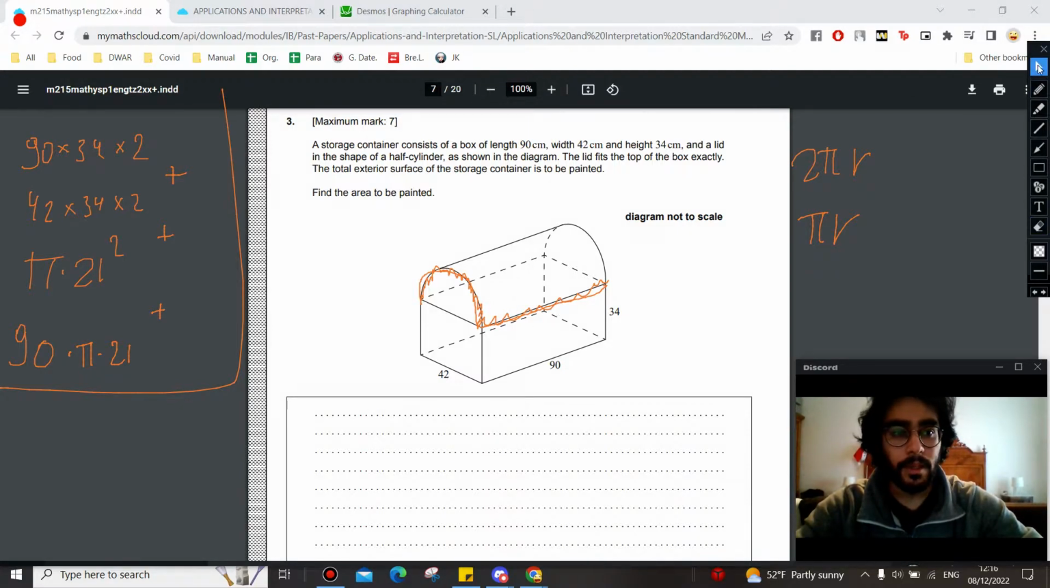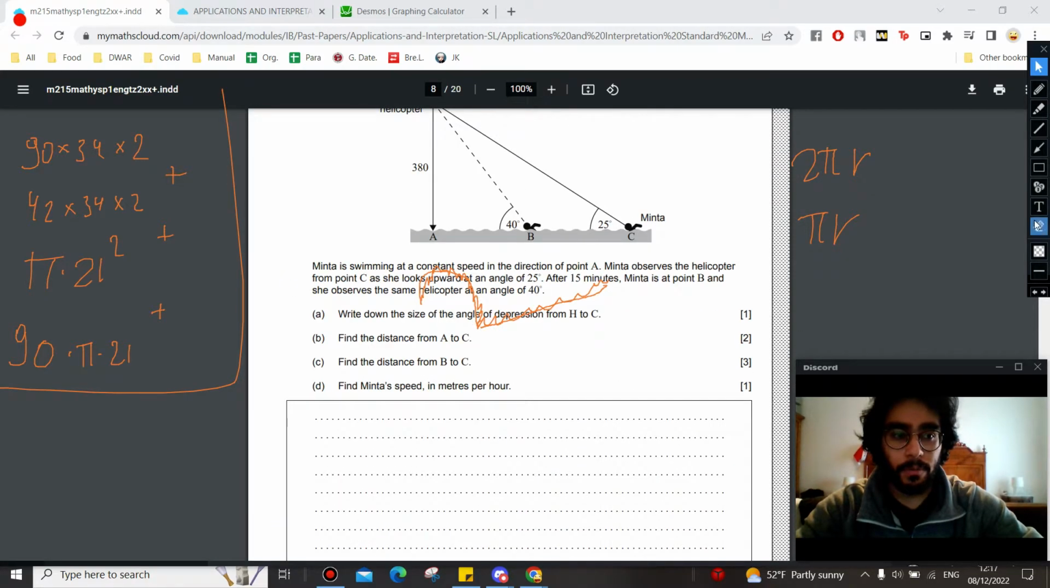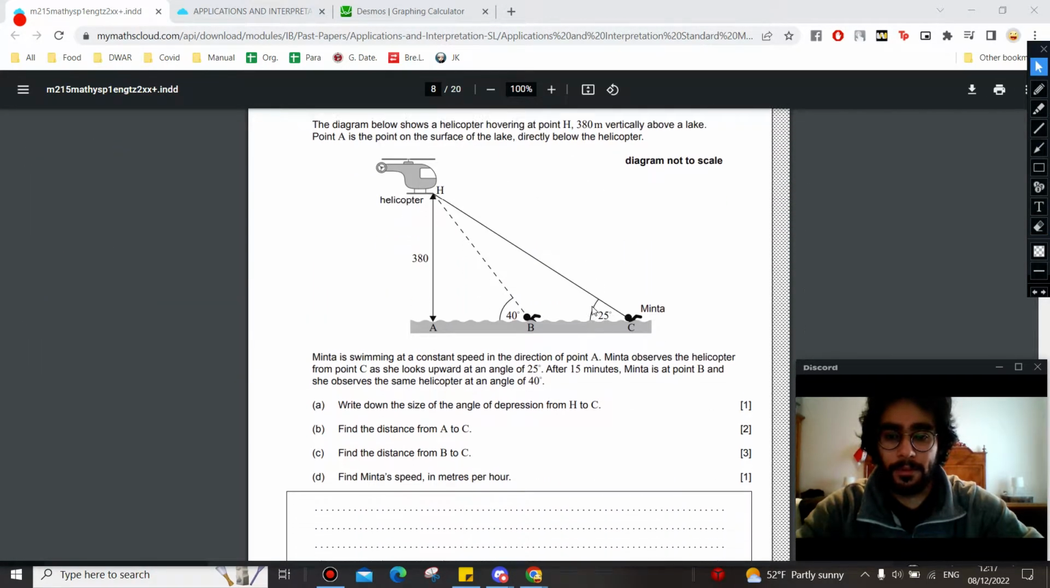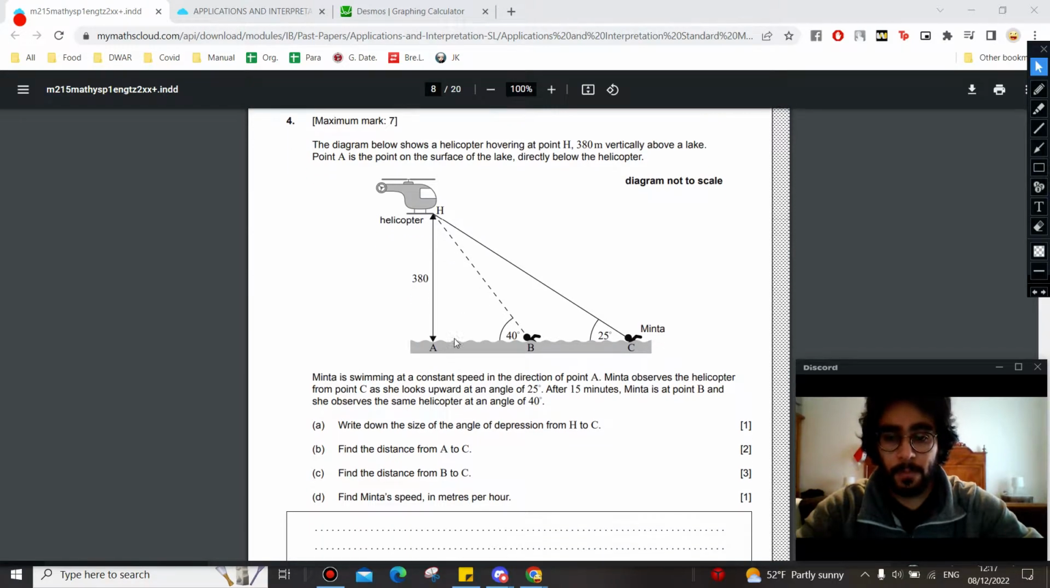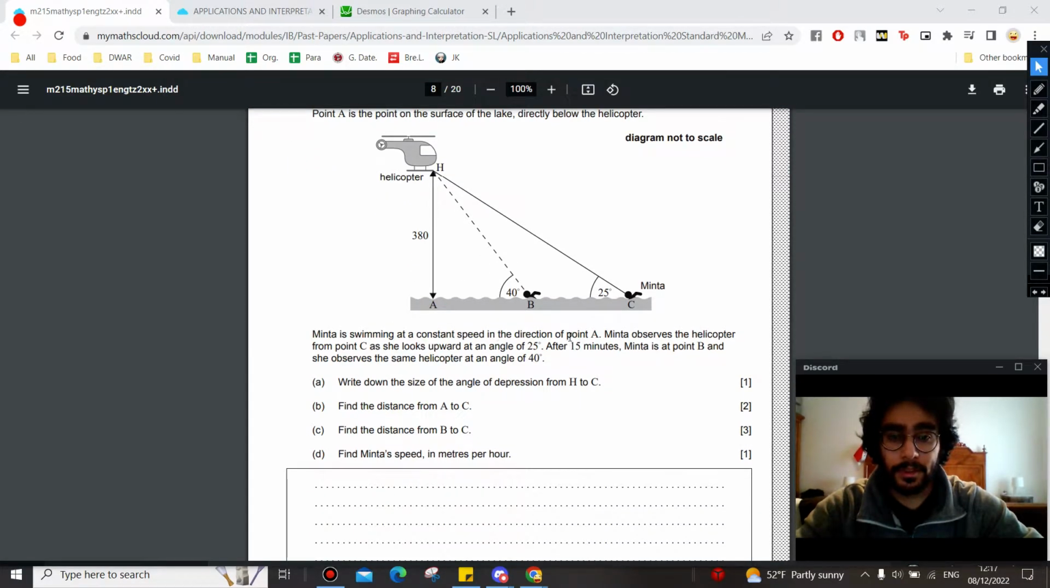Okay, let's move on to question number 4. What we have: the diagram below shows a helicopter hovering at point H, 380 meters vertically above a lake. Point A is the point on the surface of the lake directly below the helicopter. That's fine. Minta is swimming at a constant speed in the direction of point A. Okay, so she's going this way. Perfect. Minta observes the helicopter from point C, and she looks upward at an angle of 25.